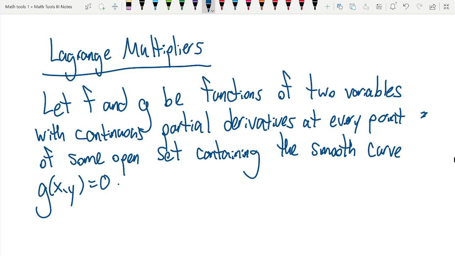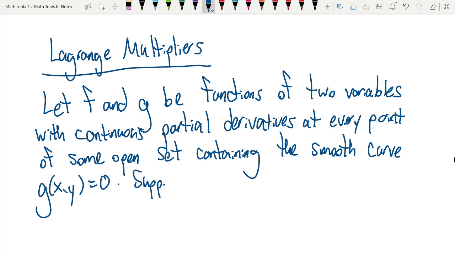But it's an equality, not an inequality. So that's what I meant by this will only work on the boundary of some curve, right? The idea of a smooth curve, we don't really need to worry about. Smooth just means what it sounds like, that it's differentiable. There's no sharp corners. It's continuous, all that kind of stuff, right?